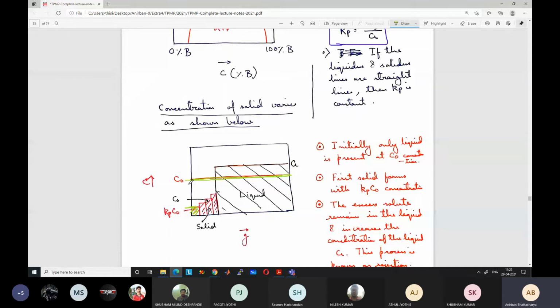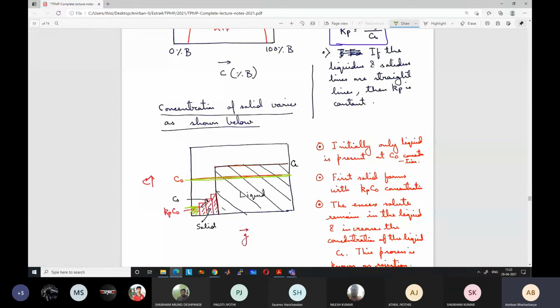Now, because in the solid we have such a low concentration, Kp into C0, what happens with the extra solute that was present here? Say I have aluminum copper, and the copper in the solid is very low. Let us put in some numbers. Let Kp be 0.1, a realistic value, and C0 be 10%. So initially the concentration of copper in aluminum is 10% everywhere. Now the first solid forms with a concentration of 1% because Kp is 0.1.